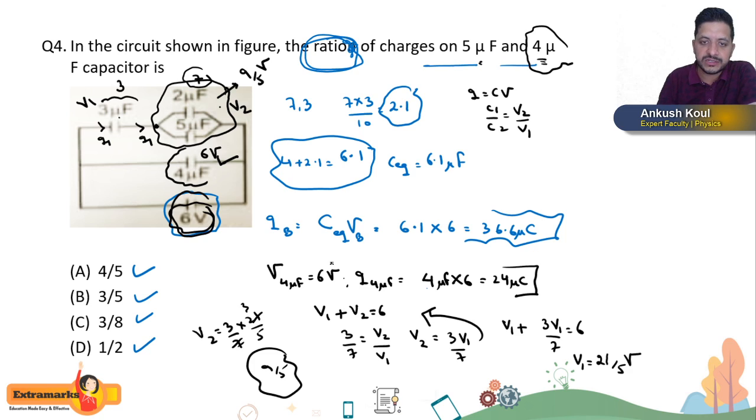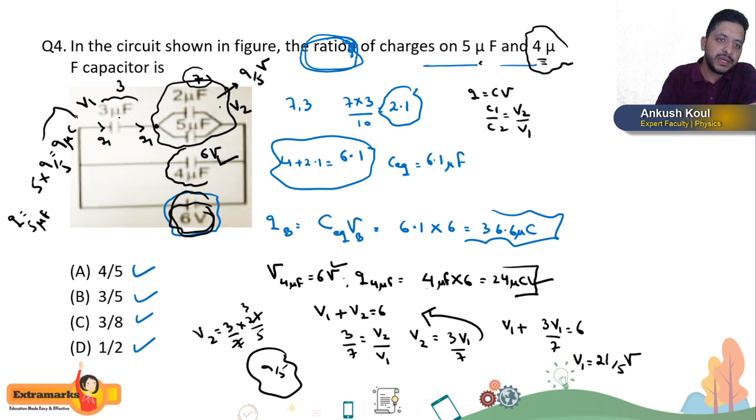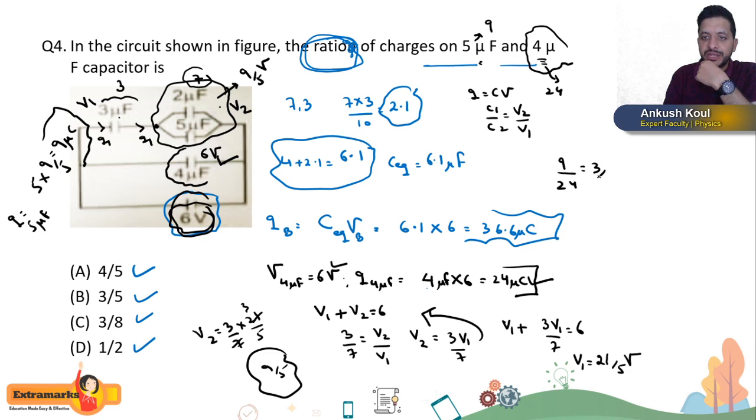What is charge on this 4 microfarad? It is 24 microcoulomb. So we can find what is the charge on 5 microfarad. Q is equal to CV. So C is 5 and V is 9 by 5. So this is 9 microcoulomb, the charge on 5 microfarad capacitor. So what is the ratio? On this it is 9 and on this it is 24. So our ratio is 9 by 24 and that is 3 by 8. So my answer is this one.